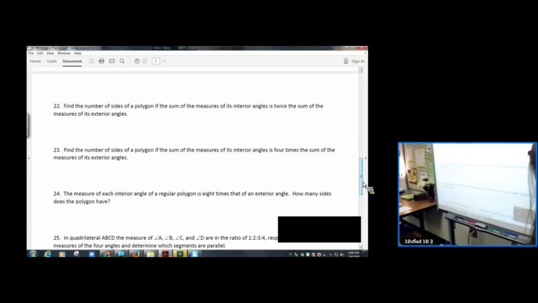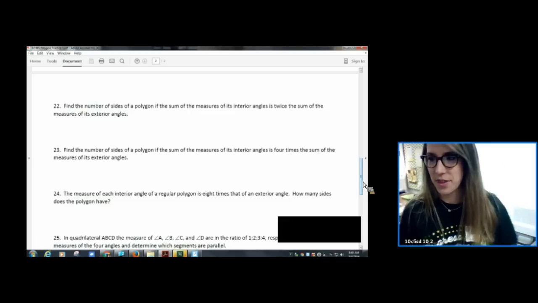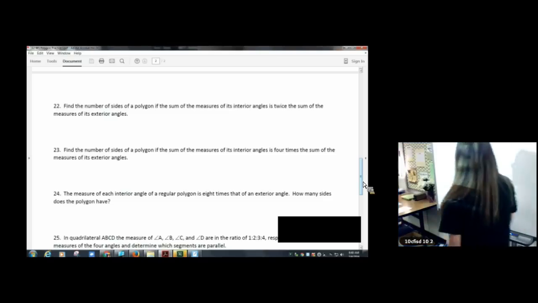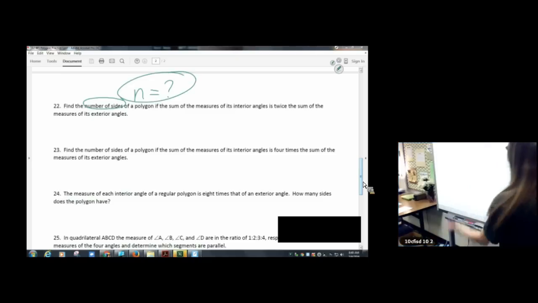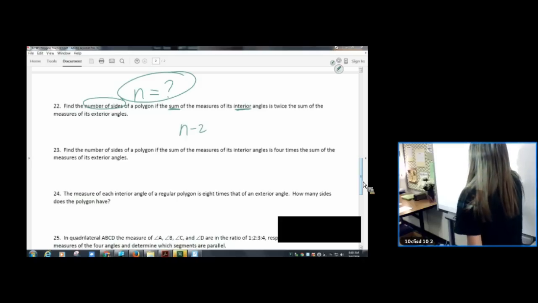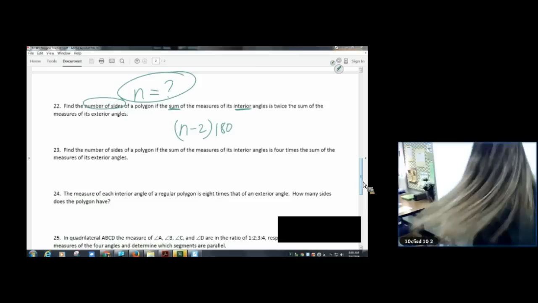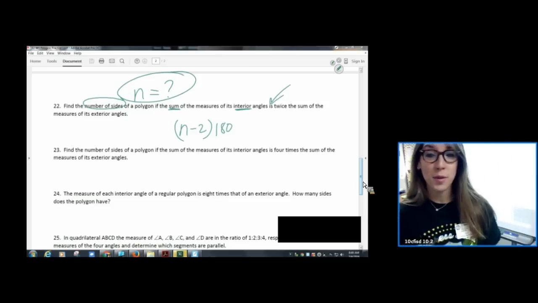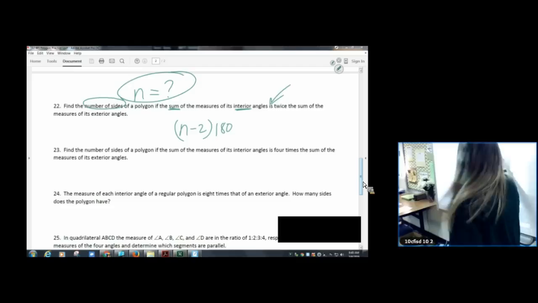22. Find the number of sides of a polygon if the sum of its interior angles is twice the sum of its exterior angles. There's a lot of words here, and there's like no numbers in this problem. Yet we need to come up with the numbers, right? So, find the number of sides. Okay, so we are looking for n. Cool. The sum of the interior angles, well, let me just write that formula down. The sum of the interior angles is, what's the mathematical symbol for is? Translate is to math. Good.